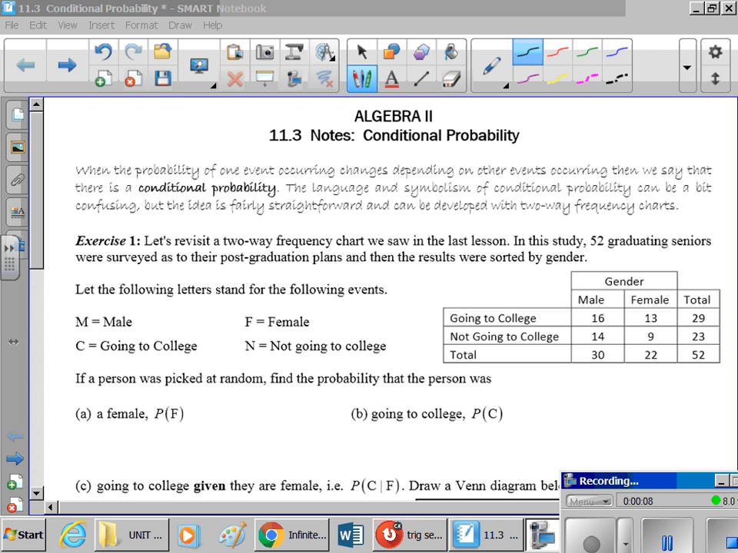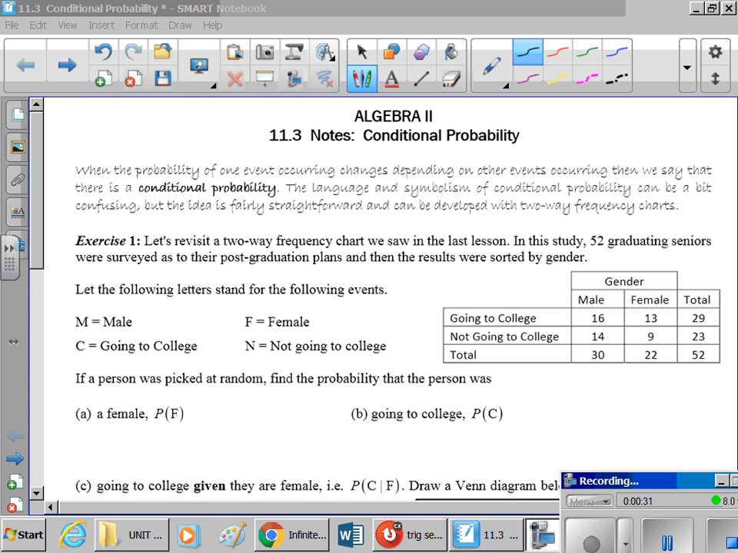When we have a conditional probability, what that means is that the event occurring changes depending on another event occurring first. So we'll talk about what that means in a little while. With an example, it will help you solidify what we're talking about here.